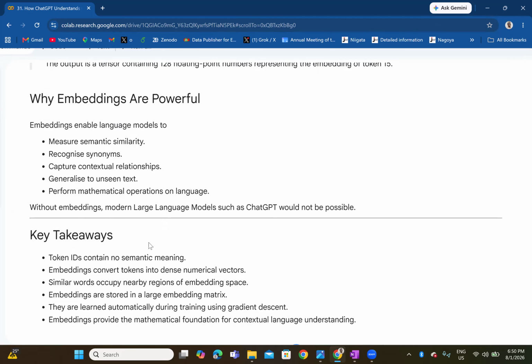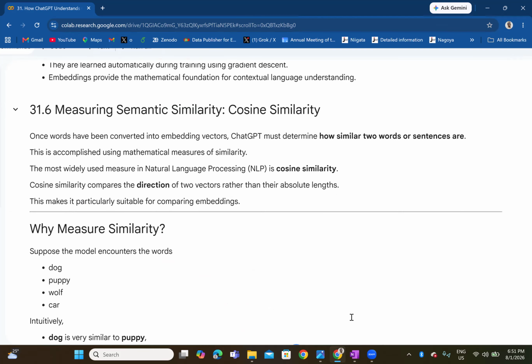So the key takeaways here: token IDs contain no semantic meaning, but embeddings convert tokens into dense numerical vectors. Similar words occupy nearby regions of embedding space. Embeddings are stored in a large embedding matrix. They are learned automatically during training using gradient descent. We've seen how gradient descent is used in the learning process to adjust weights and biases so that loss can be minimized. Embeddings provide the mathematical foundation for contextual language understanding.